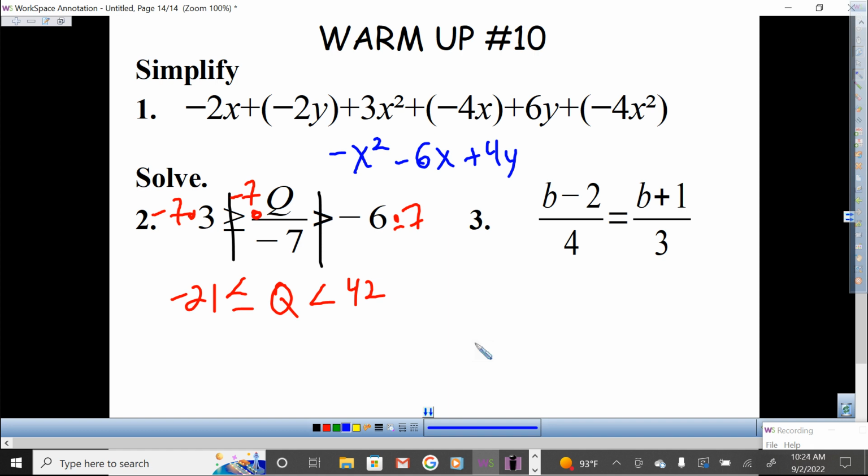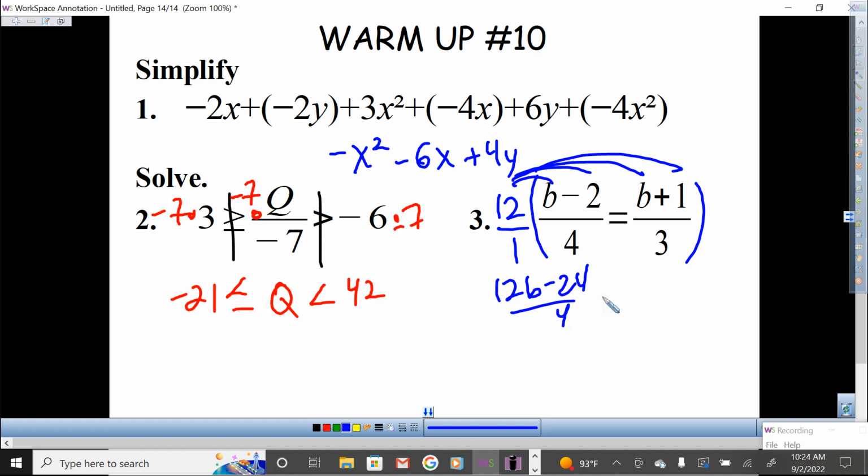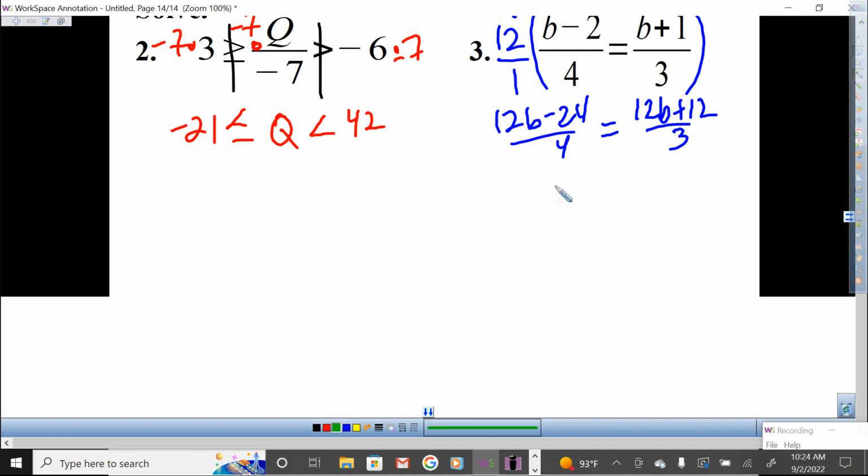What's our common denominator for that one? JP? 12. So you distribute 12 to the entire numerator and 1 to the denominators. This is 12b minus 24 over 4 equals 12b plus 12 over 3. Therefore, we simplify that. This is 3b minus 6 equals 4b plus 4.